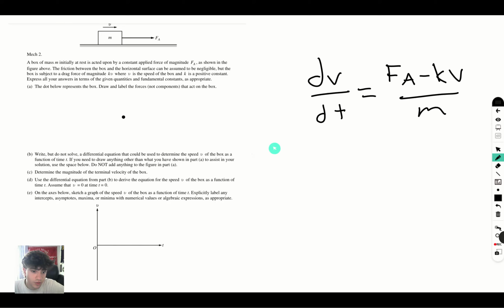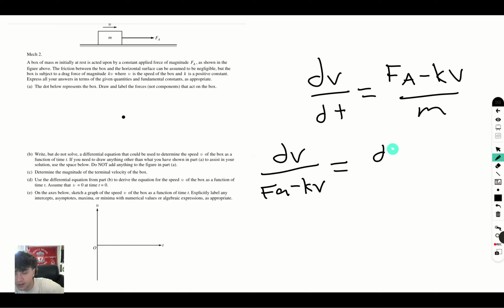Alright, use the differential equation from part B to derive an equation for the speed v of the box as a function of time t. Alright, so let's integrate this. We'll divide through here. We'll get dv over (Fa minus kv) is equal to dt over m.